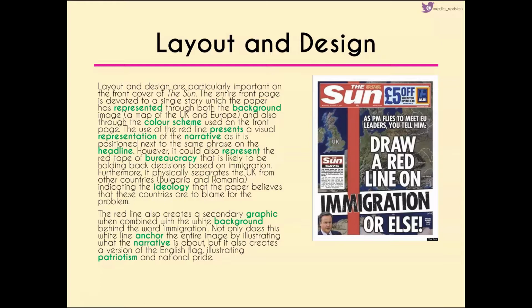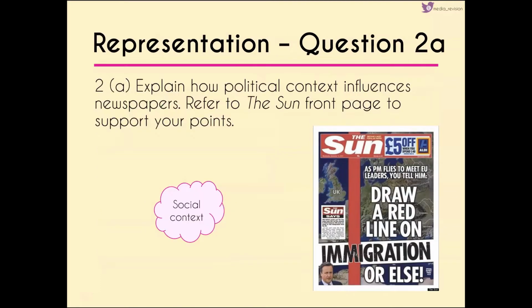However, it could also represent the red tape of bureaucracy that is likely to be holding back decisions based on immigration. Furthermore, it physically separates the UK from other countries, Bulgaria and Romania, indicating the ideology that the paper believes that these countries are to blame for the problem. The red line also creates a secondary graphic when combined with the white background behind the word immigration. Not only does the white line anchor the entire image by illustrating what the narrative is about, but it also creates a version of the English flag illustrating patriotism and national pride.